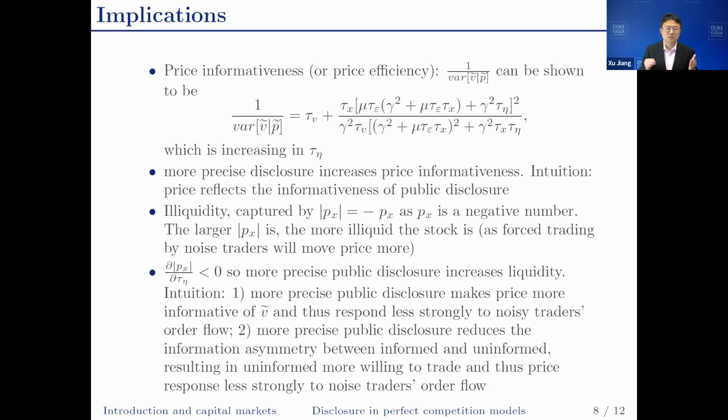The reason is twofold. The first reason is that more precise public disclosure makes price more informative of V. So price is going to respond less strongly to noisy traders' order flow. In the extreme case, when public disclosure reveals V perfectly, price equals V and would not respond to noisy traders' order flow. The second reason is that more precise disclosure reduces the information asymmetry between the informed and uninformed, making the uninformed more willing to trade. So in this case, price is going to respond more to informed and uninformed traders' order flow and less to noise traders' order flow.